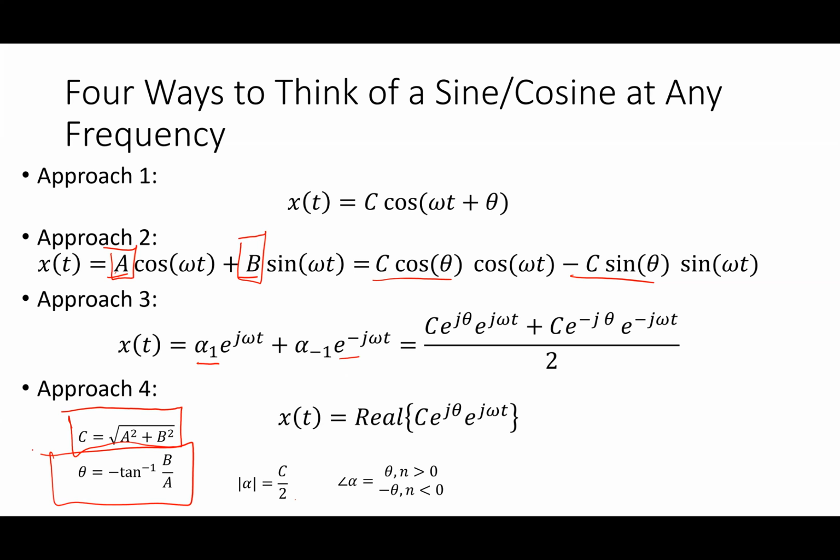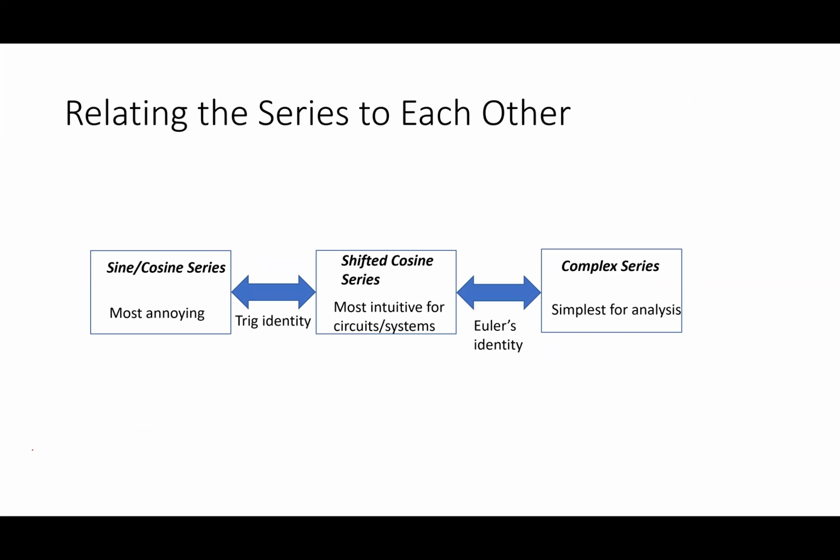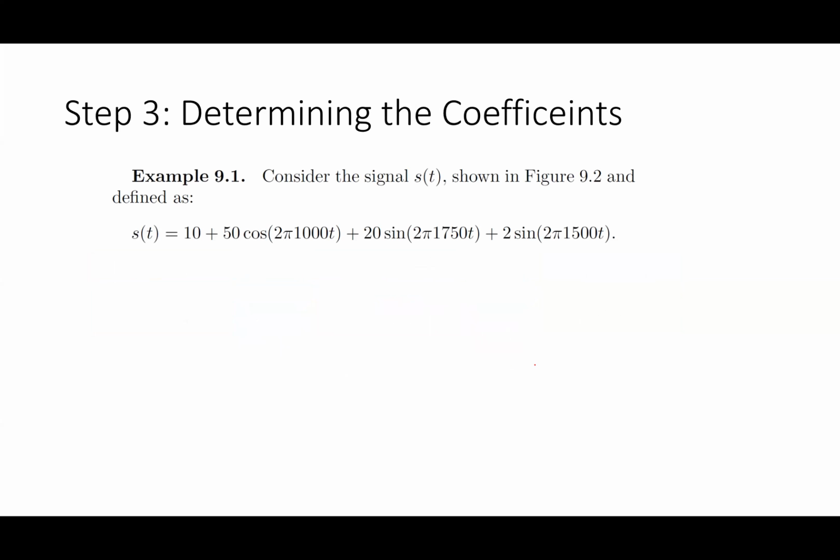All right, that's how the angle comes in. So the way that I do this is I look at this and I say, well, if I have the Fourier series in, let's say, the sine and cosine form, I can use a trig identity to get over to this shifted cosine. And then from that form, I can easily get by Euler's identity over to the complex form of the series. All right, so we're gonna look at that quickly here.